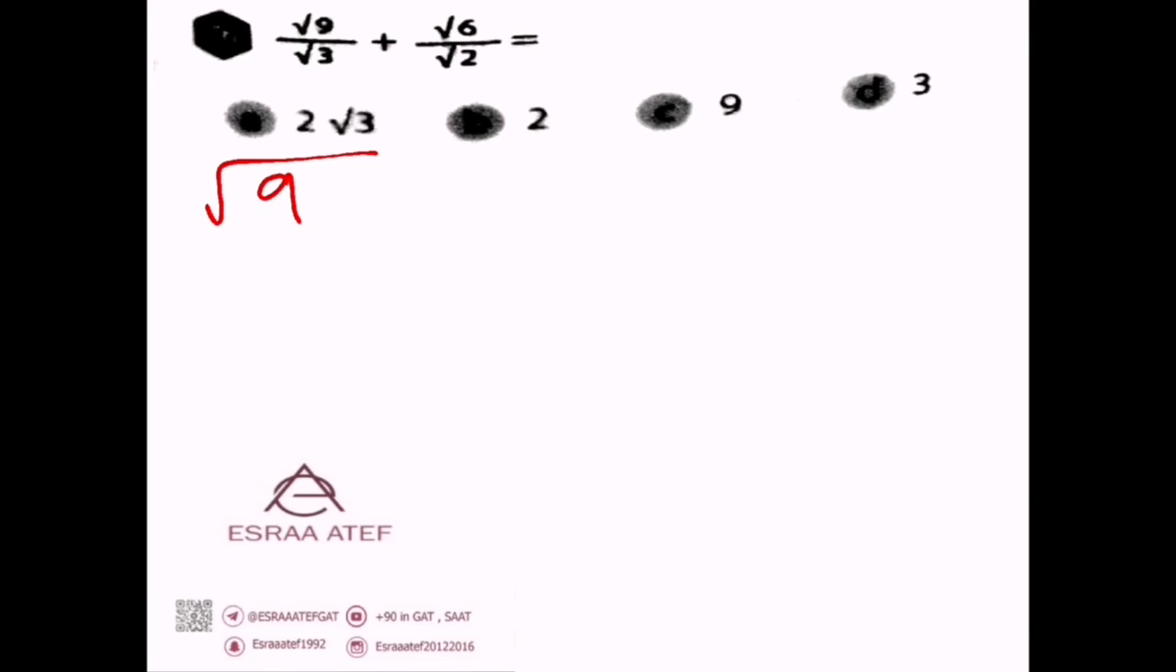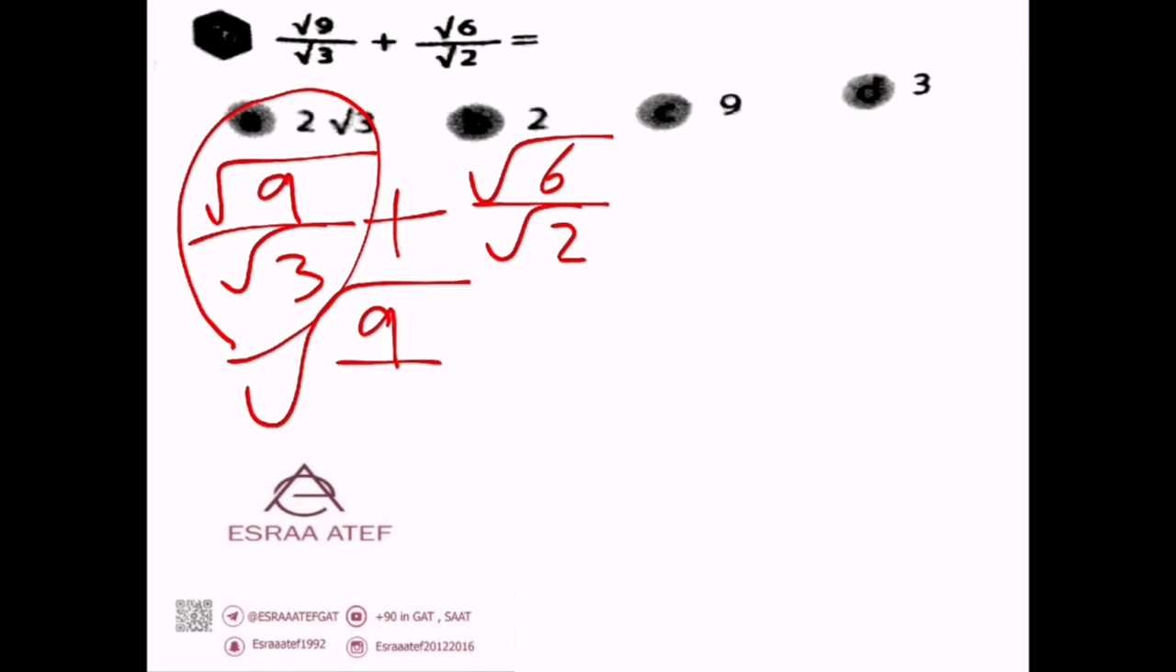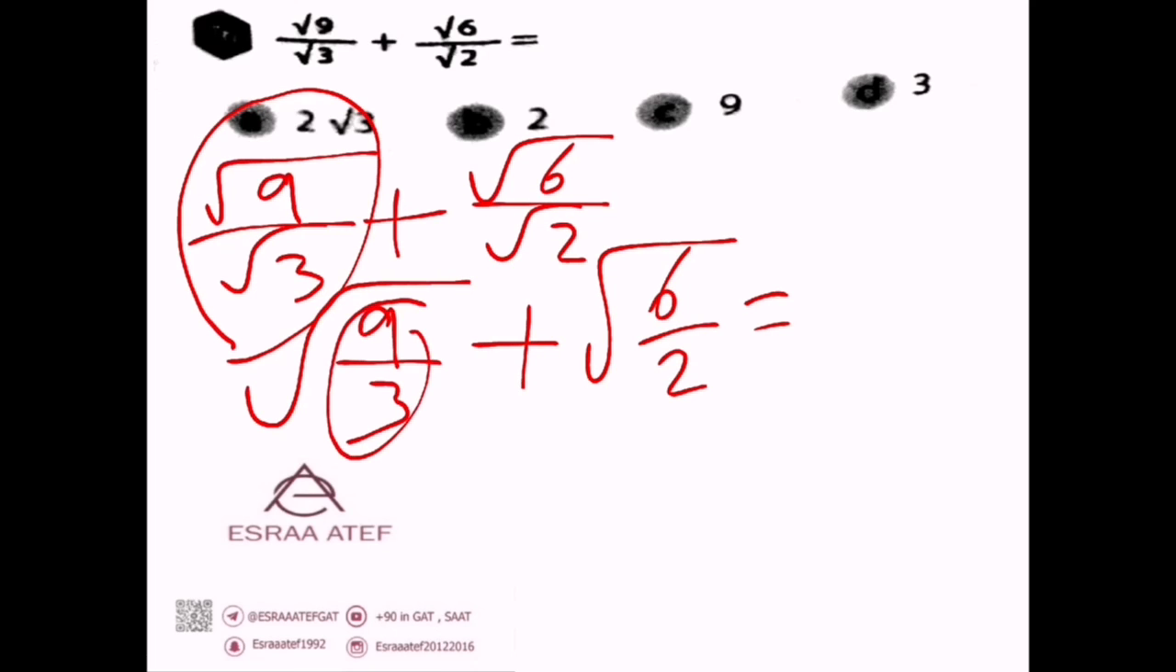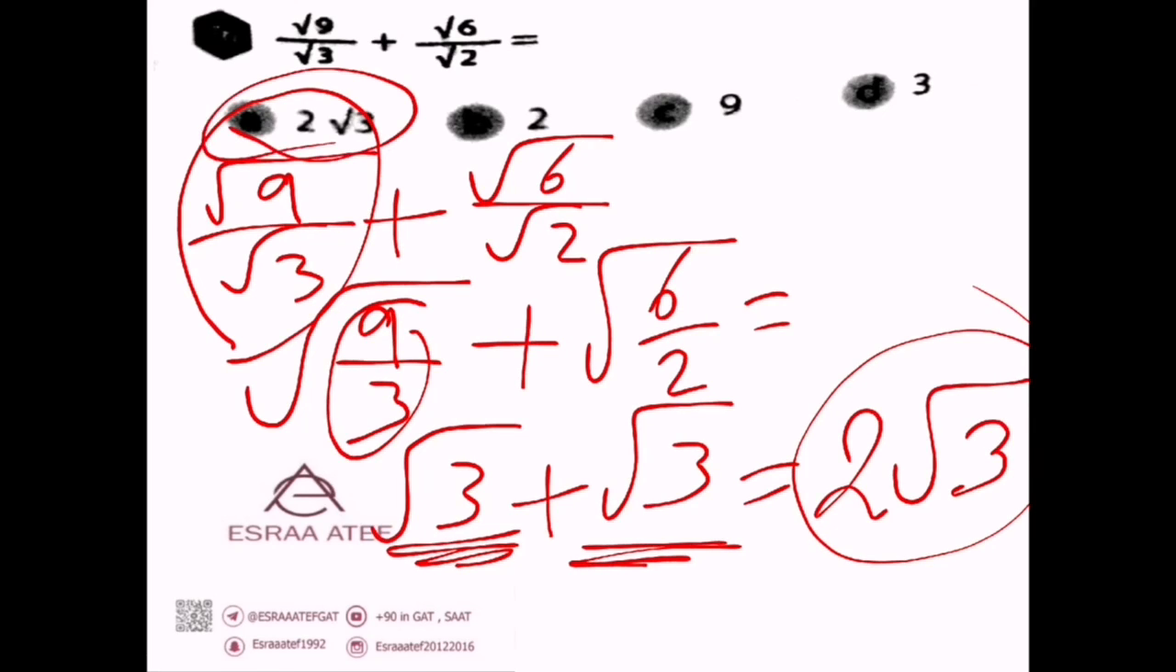Here we have square root of 9 over square root of 3 plus square root of 6 over square root of 2. We can solve them by each other, which will be square root of 9 over 3, plus here it will be the same, 6 over 2. So 9 over 3 will be square root of 3, and here 6 over 2 will be square root of 3. So square root of 3 plus square root of 3 will be 2 square root of 3. So the answer will be A.